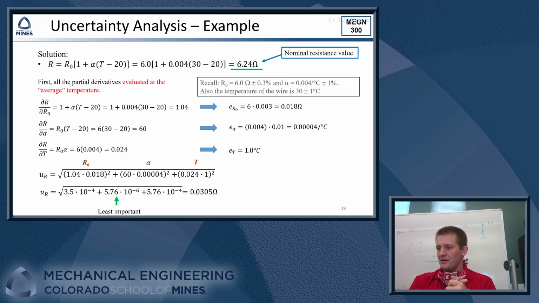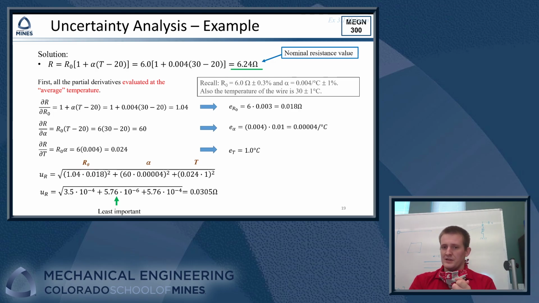So to get our errors in terms of the correct units, for R naught, we were given that uncertainty term as a percentage, so we need to convert that into ohms, because that's the unit associated with R naught. In this case, our nominal value of resistance was 6 ohms, and we were told that we had a 0.3% uncertainty, so we're going to multiply 6 times 0.003 to get the uncertainty in terms of ohms.